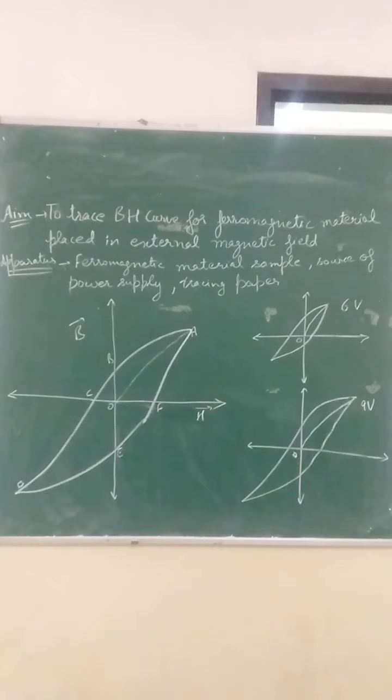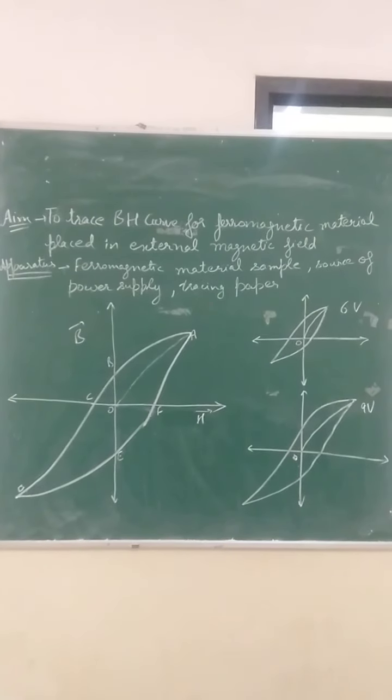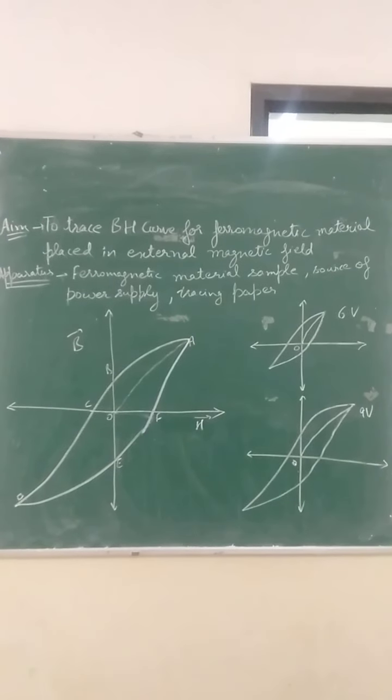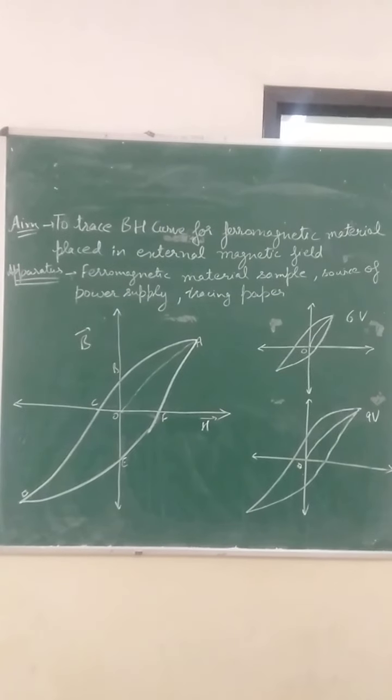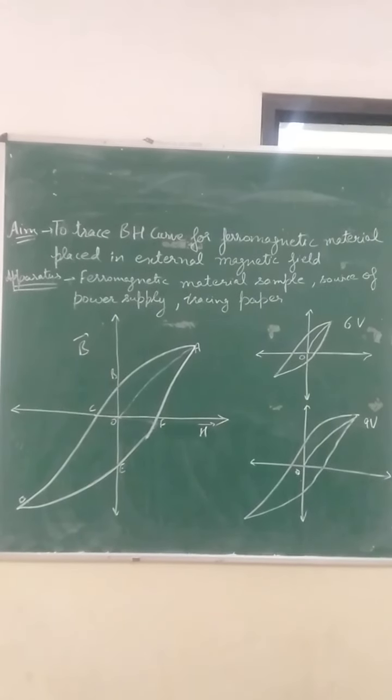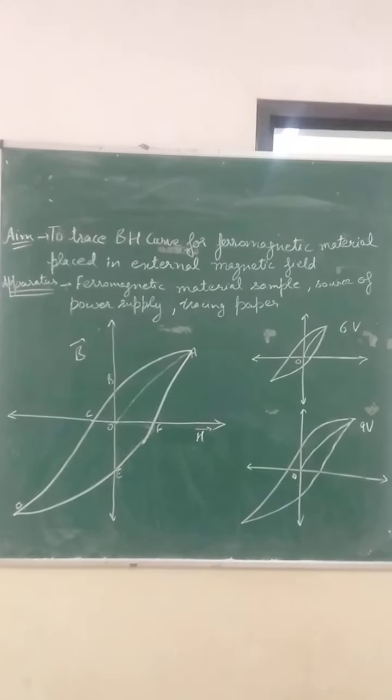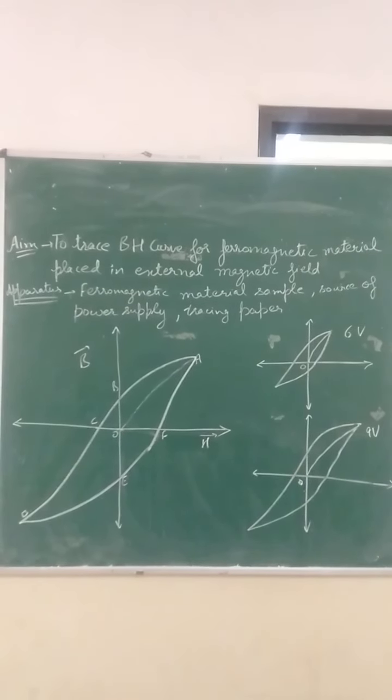Good morning class. This is another practical regarding the magnetization of ferromagnetic material corresponding to an external magnetic field, and in this we will trace the BH curve, where B is the magnetic field and H is the magnetic field which is going to be induced in the ferromagnetic material. So basically here we will discuss how a material becomes a ferromagnetic material with the help of an external magnetic field, and corresponding to that we will draw a curve known as the BH curve or hysteresis loop.